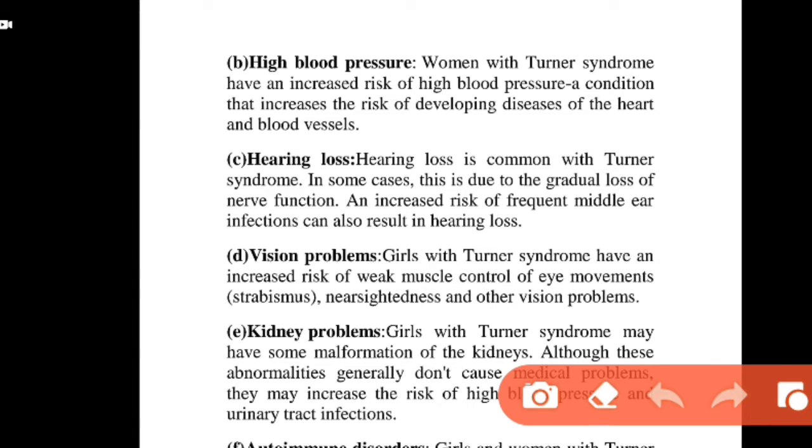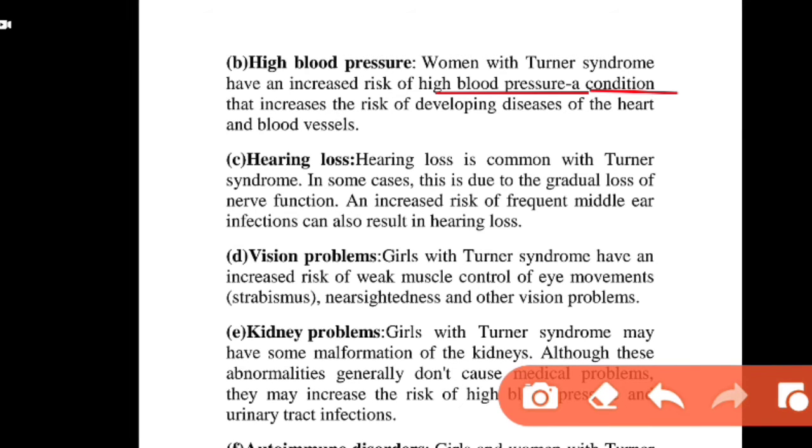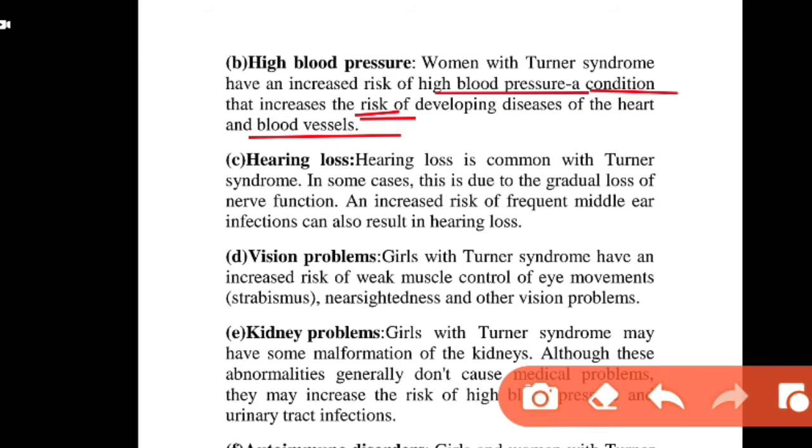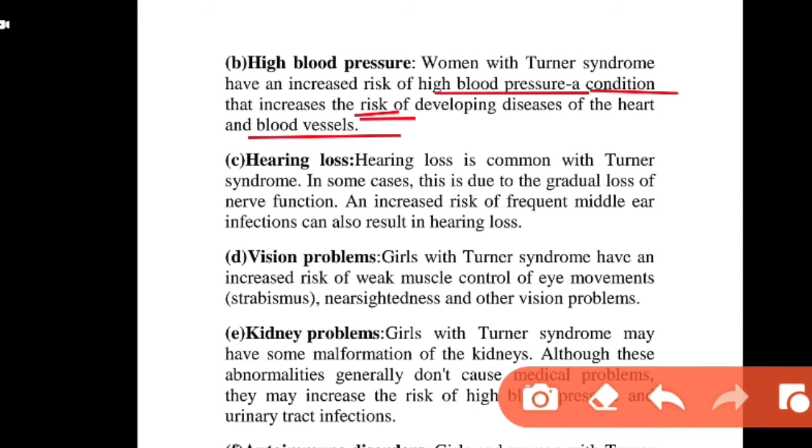Women with Turner syndrome have an increased risk of high blood pressure, a condition that increases the risk of developing diseases of the heart and blood vessels. So, anyhow, blood pressure and heart disease are very common due to this type of syndrome.